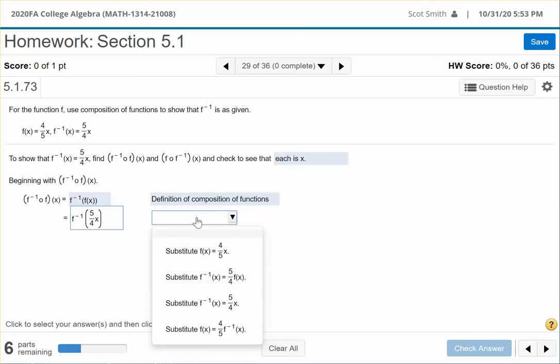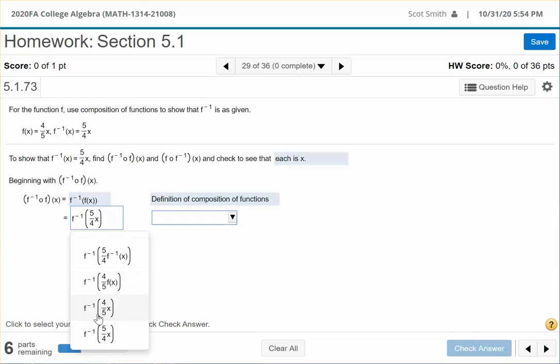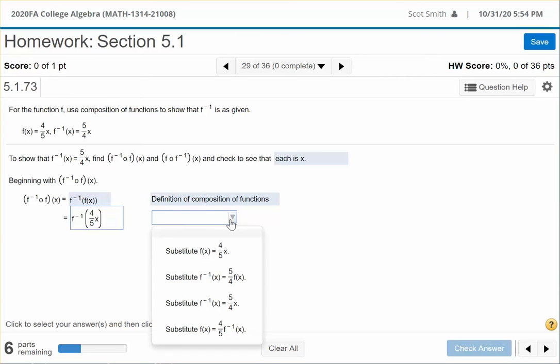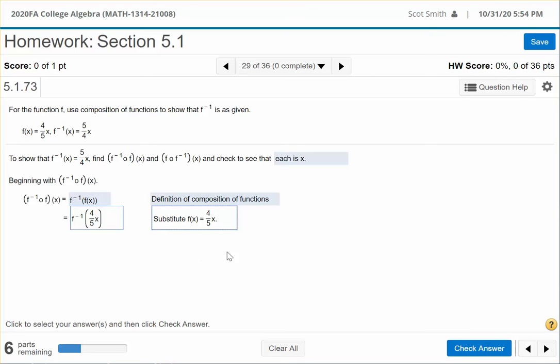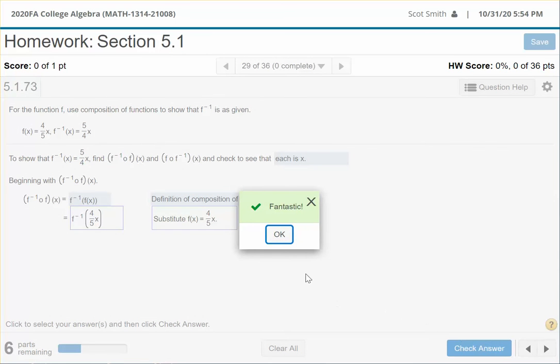Let's see, did I get that backwards? F of x equals, I should say, I'm sorry, it should be 4/5 x. I've got this backwards because f of x equals 4/5 x. So we're replacing f of x with 4/5 x. So basically, we're just using the fact that f of x equals 4/5 x. So substitute f of x equals 4/5 x. All right, let's check our answer. And so there's that.